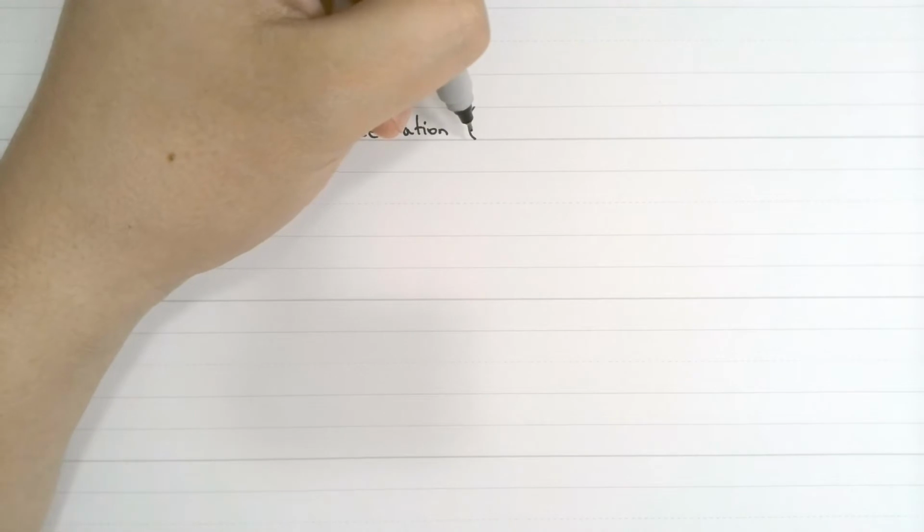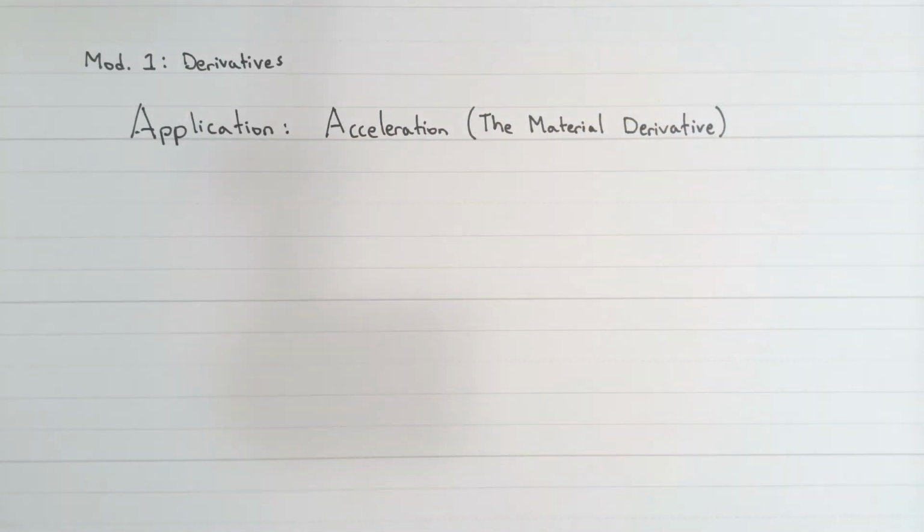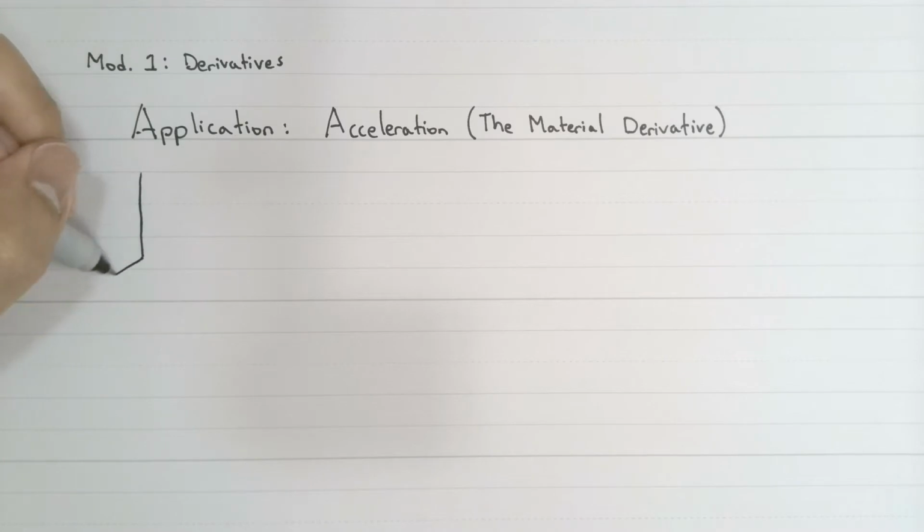Probably one of the most important derivatives you're going to use in fluid mechanics is the acceleration. The acceleration of a fluid particle is essentially the change of its velocity with respect to time. But first, let's talk a little bit about how we define velocity when it comes to fluid mechanics.